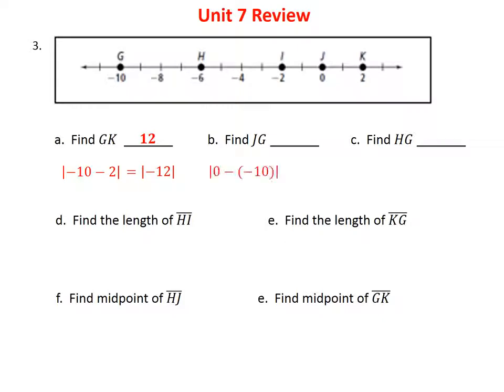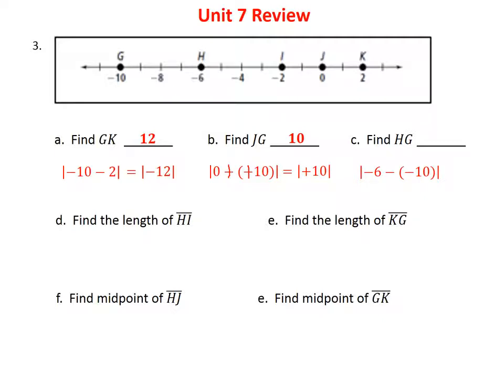B is for J and G. J is 0 and K is minus 10, so I have 0 subtract minus 10. Remember, however, that subtraction is simply adding the opposite. So I can always take any subtraction problem and change it into an addition problem, but I have to add the opposite of the other, and the opposite of minus 10 is plus 10. And so what we end up with is positive 10. My answer here is 10. And again, you could count between G and J and find 10 units.